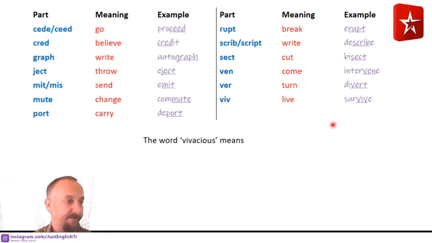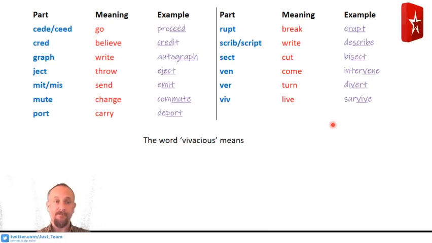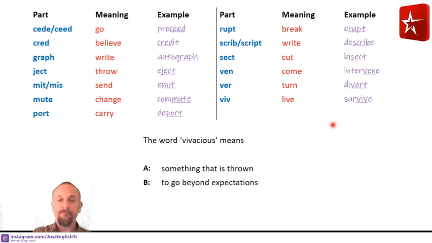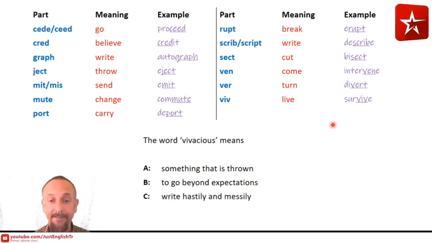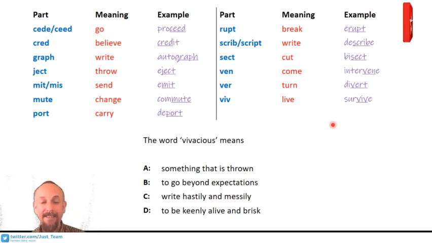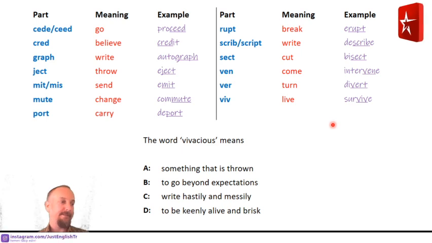So the next word, very good, is vivacious. It's a lovely word, vivacious. So, does it mean A, something that is thrown? B, to go beyond expectations. C, to write hastily or messily. It's a mouthful, that one, isn't it? Or D, to be keenly alive and brisk. So A, B, C, or D.